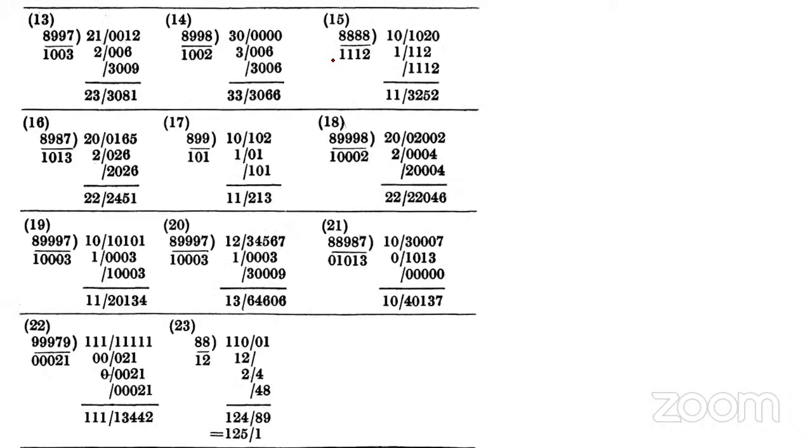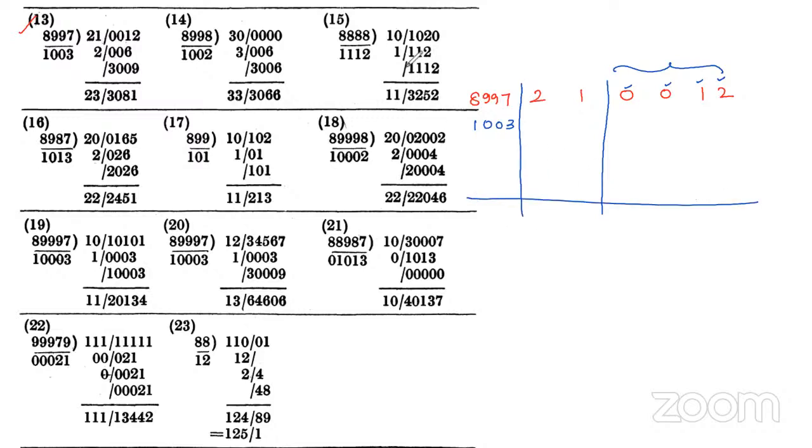Right. Look at now. Let me talk about the 13th example. So 2, 1, 0, 0, 1, 2. So the divisor will be here 8, 9, 9, 7. So this number is very near to 10,000. So the complement is 1, 0, 0, 3. So 4 digits. After 4 digits, 1, 2, 3, 4. So this will be the total remainder.